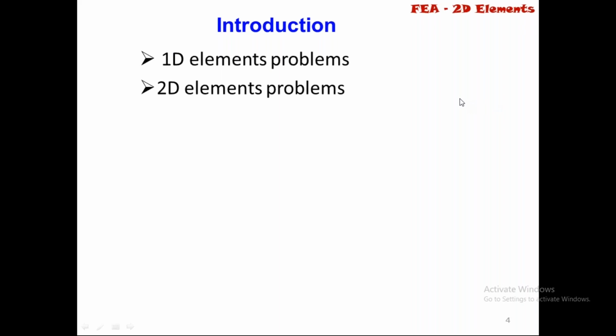Right now, just remember that a 2D element problem is nothing but an element having a minimum of 3 nodes, that is, triangular. If you consider a minimum of 3 nodes, each node having 2 degrees of freedom, x and y, the total is 6. If you consider a square element, it has 4 nodes and 8 degrees of freedom. If you consider 8 degrees of freedom, the global stiffness matrix is also 8 by 8.